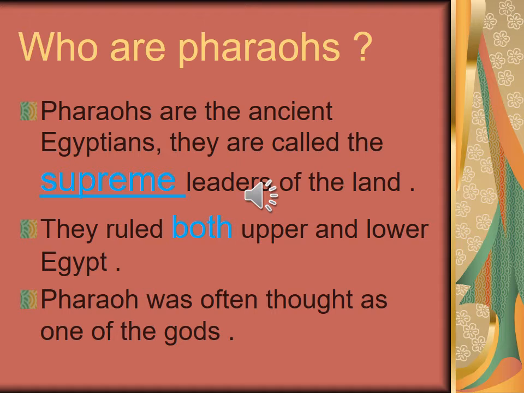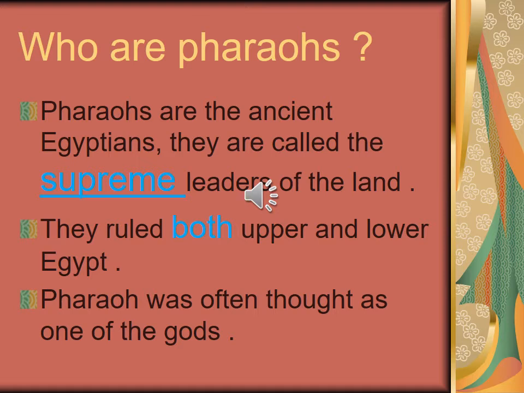Let's start with who the pharaohs are. Pharaohs, briefly, were the ancient Egyptians that ruled Egypt in the past, and by the way, they established a very great civilization during this time. Until today, most people all over the world admire it. So if you are asked who the pharaohs are, pharaohs are the ancient Egyptians. They are called the supreme leaders of the land.